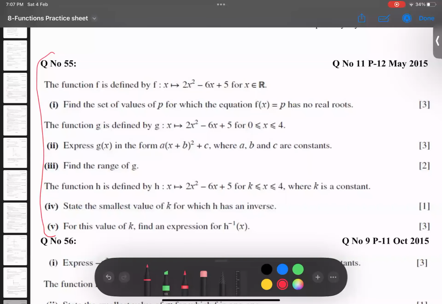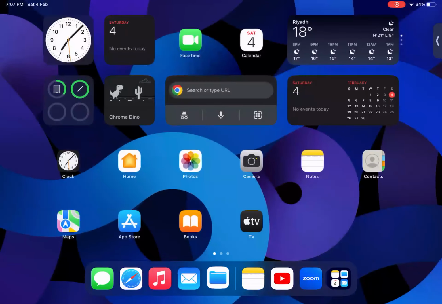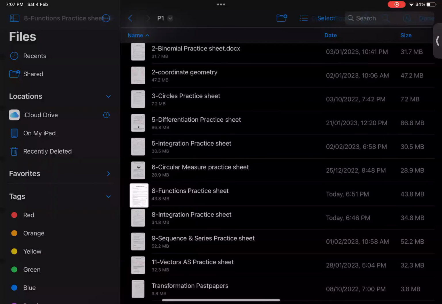So the question I'm going to start now is June 15, variant 12, question number 11. Have a look how we can do it.